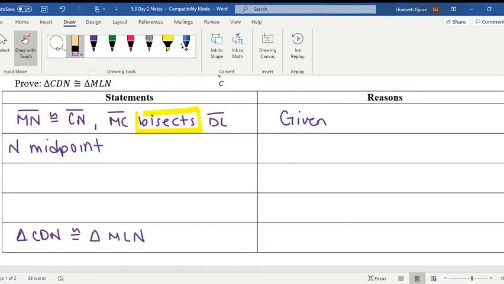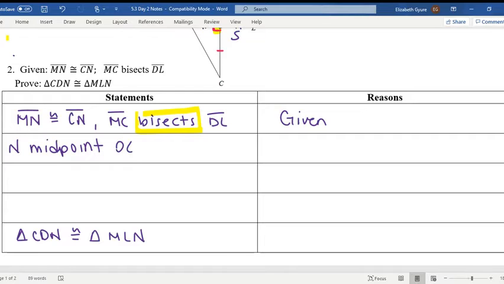There we go. Okay, that says DL, but it's just being weird right there. So that is the definition of a segment bisector.